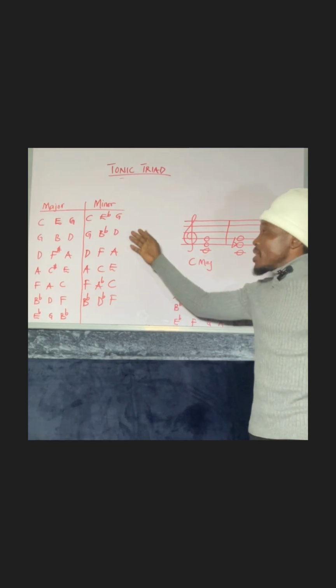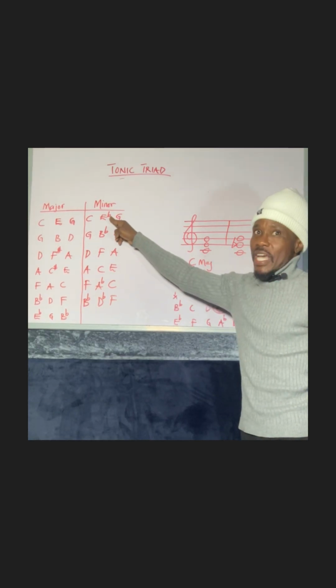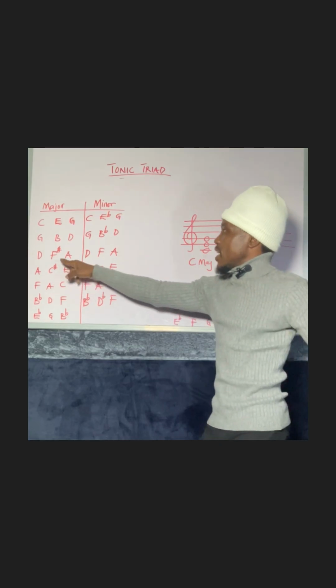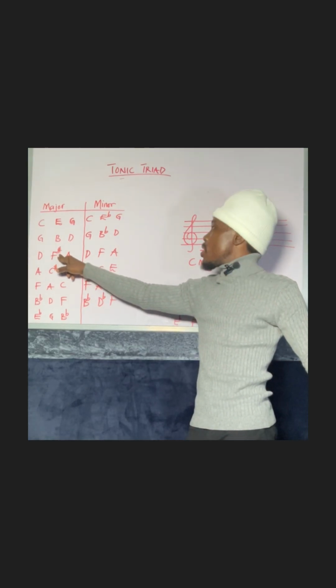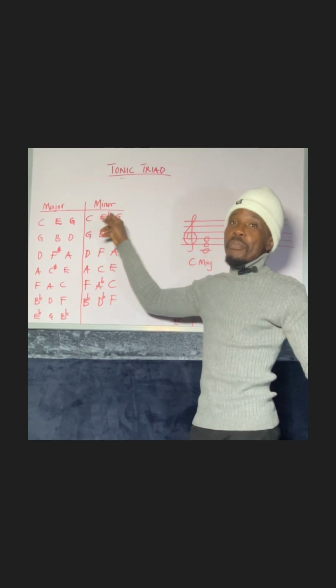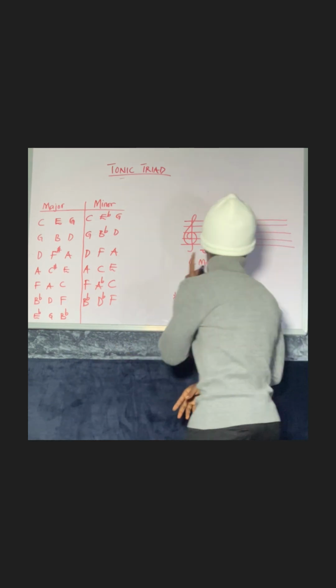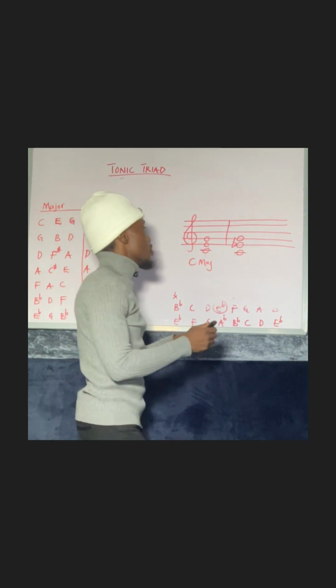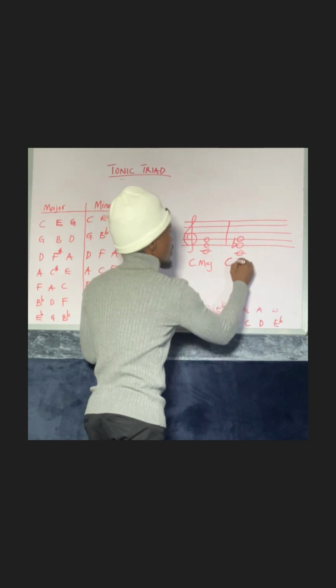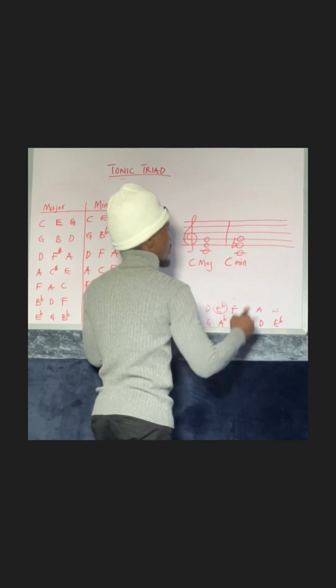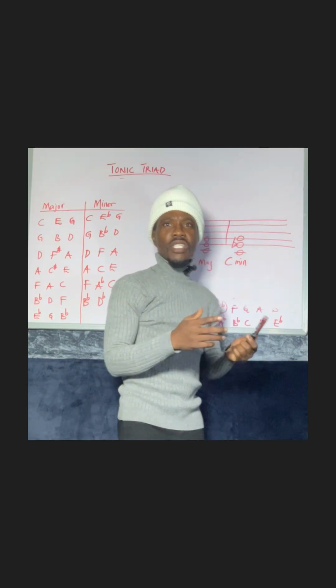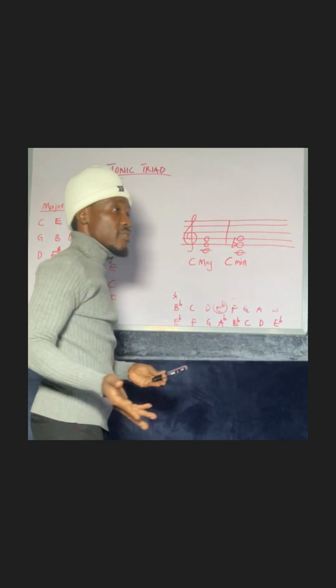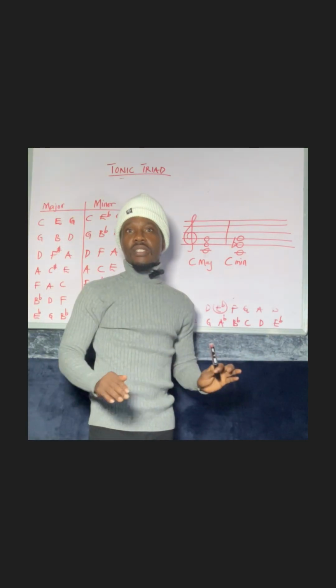But if you are writing them in letters, like in this case, F sharp, the sharp comes after. But when representing them in the note, please don't forget, they have to come before the note. So this is C minor. So you do the same thing for the others. It's as simple as that.